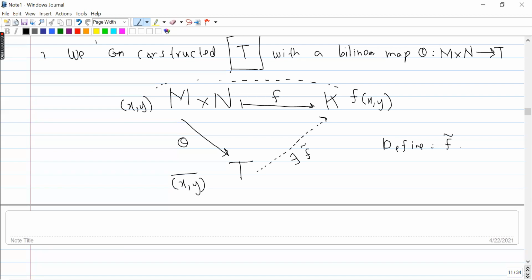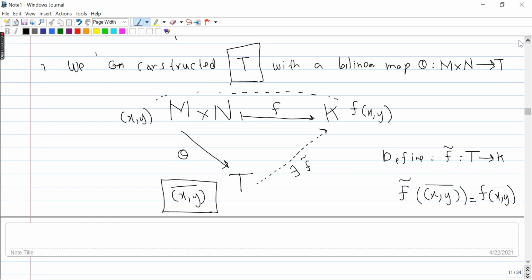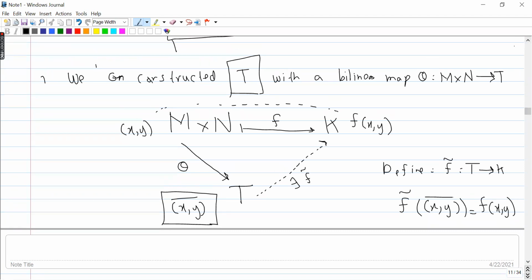f tilde from T to K. What will be the definition of f tilde? That the image of this element, T contains elements which are in this form. The image of any element (x, y) bar is just equal to the image of (x, y). So by construction we can go in this way.